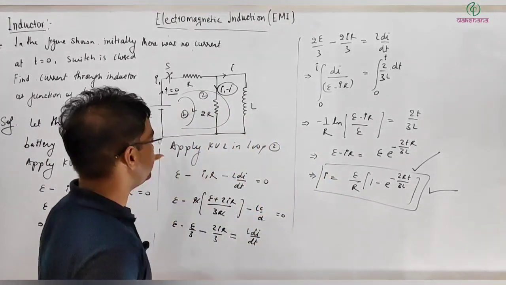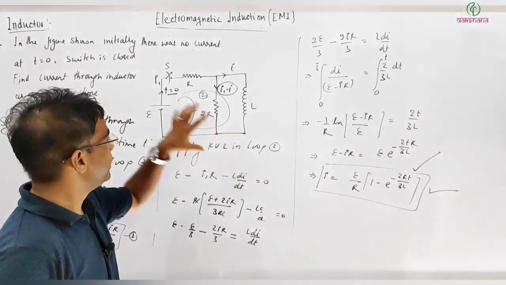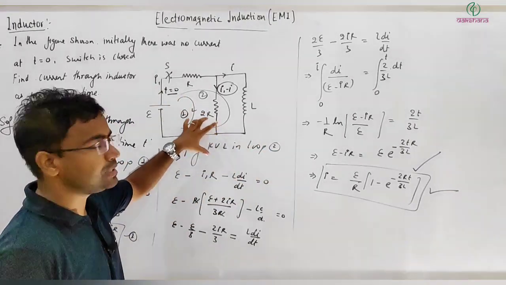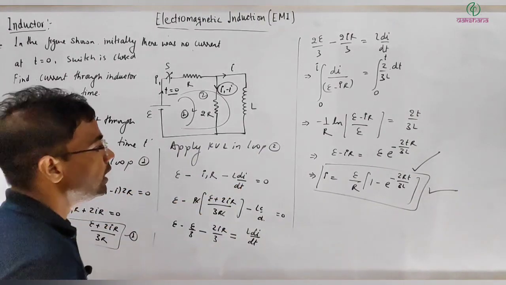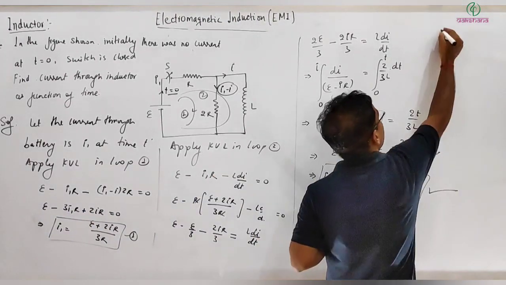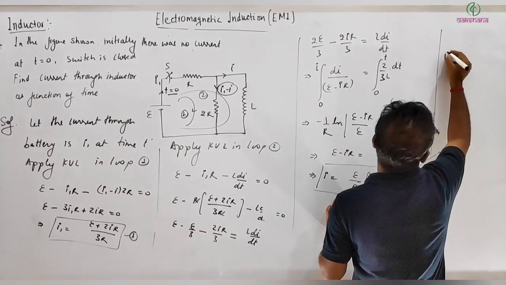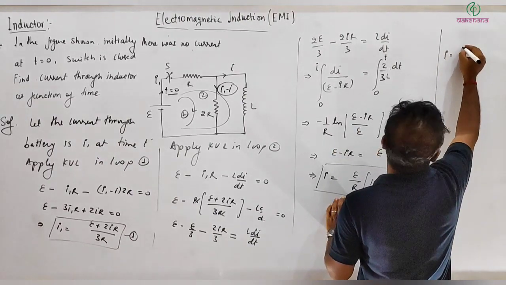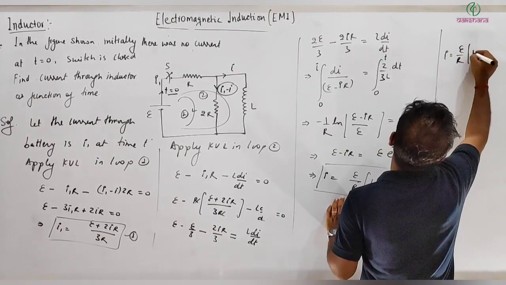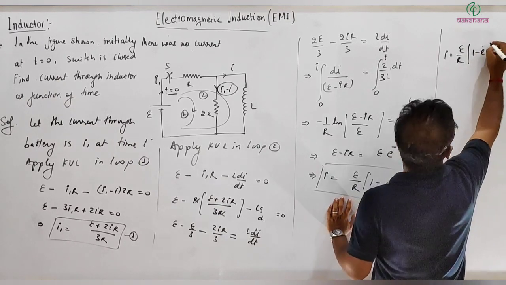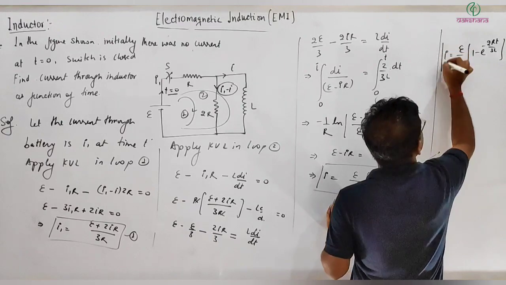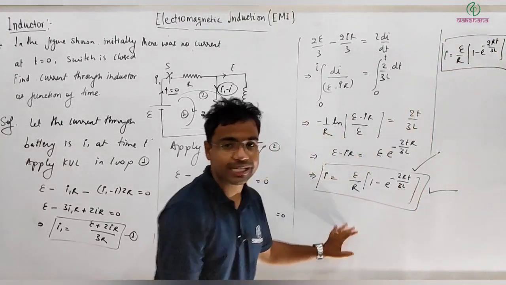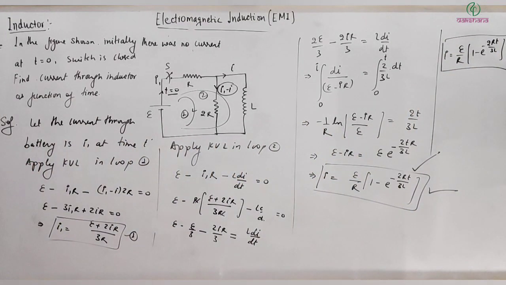Now I am going to tell you another shortcut method for this problem, so you learn the method. Let me first erase this part. You remember this answer. I will show you the same answer with another approach. So let me write it here: E divided by R times 1 minus e raised to the power minus 2RT by 3L. So this is the answer, and let me get it from a different method.